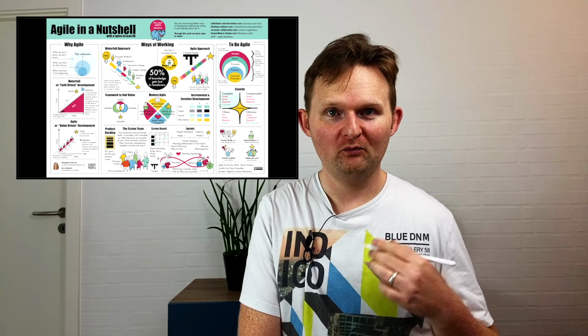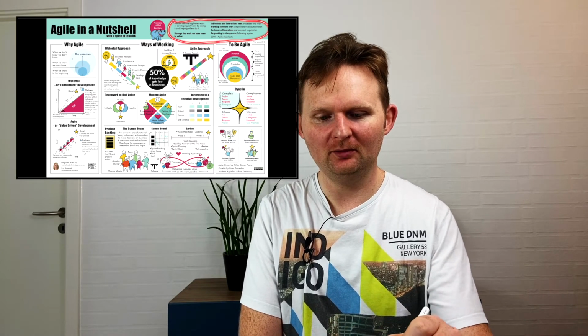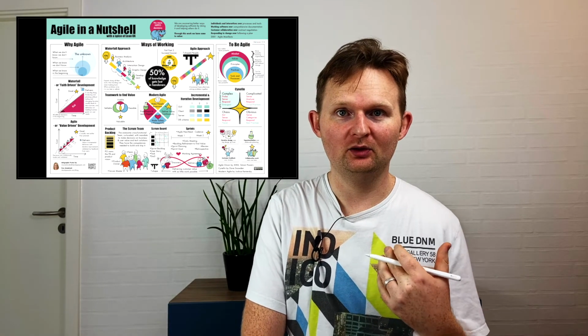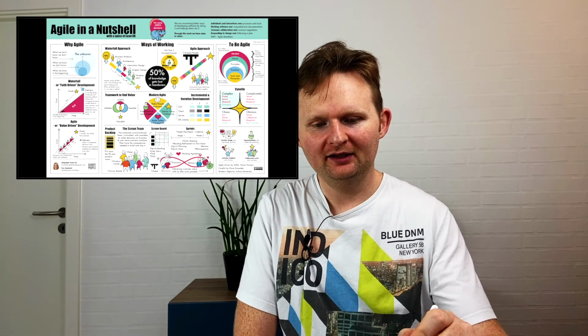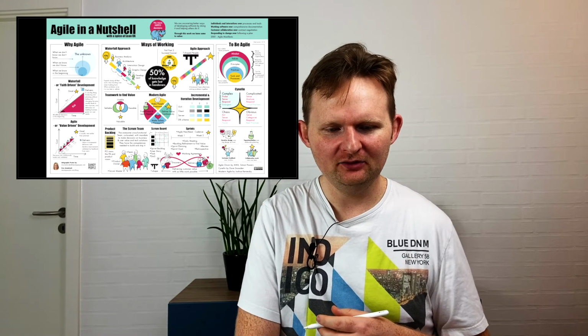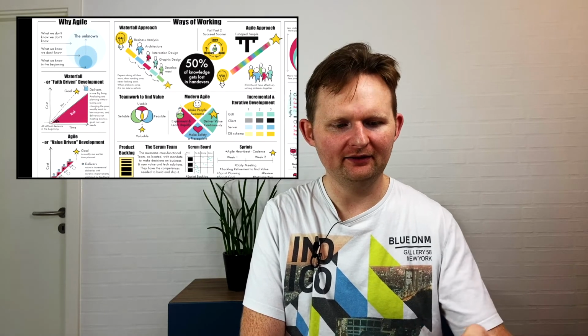First off, because this is Agile in a nutshell, we of course have our Agile manifesto up here. So the core values and what is it that we aspire to. And then this no more HiPPO decisions. I like that quite a lot. And then you can see we have 3 columns. And the first column is why Agile.